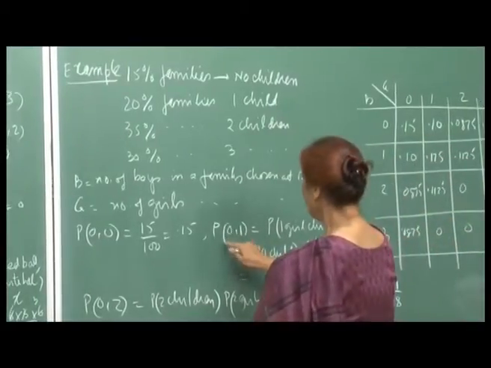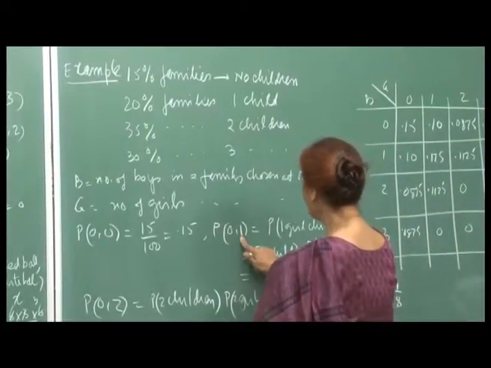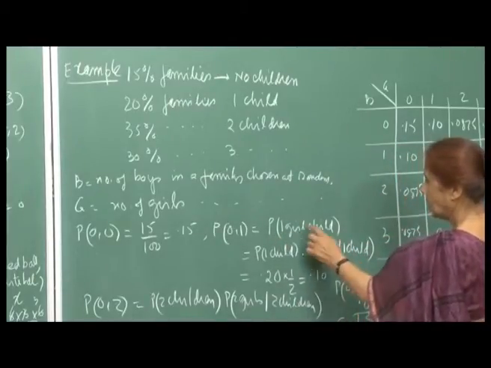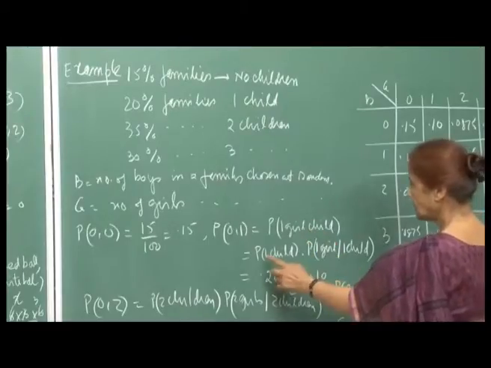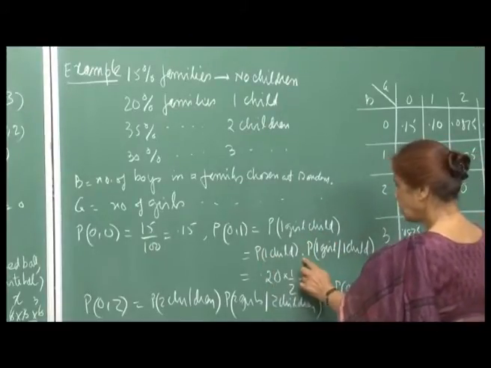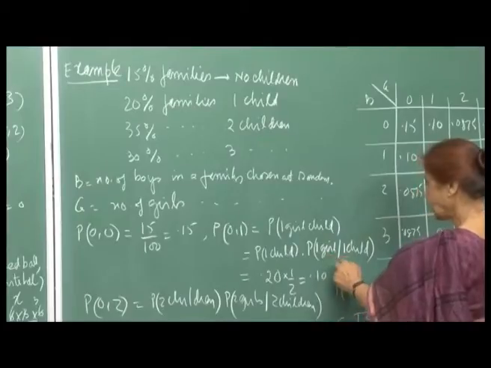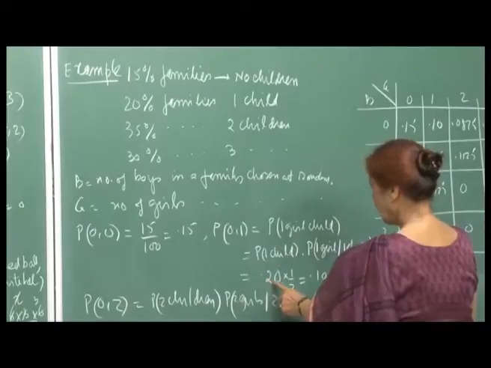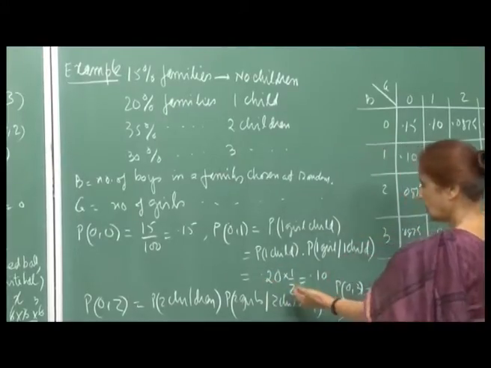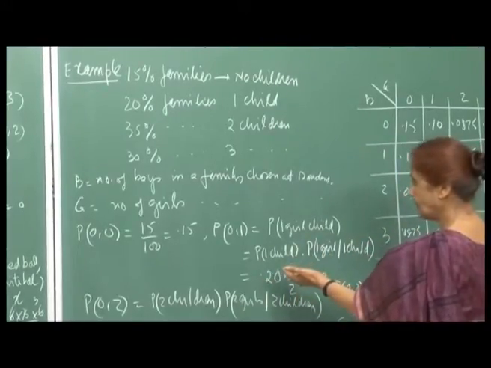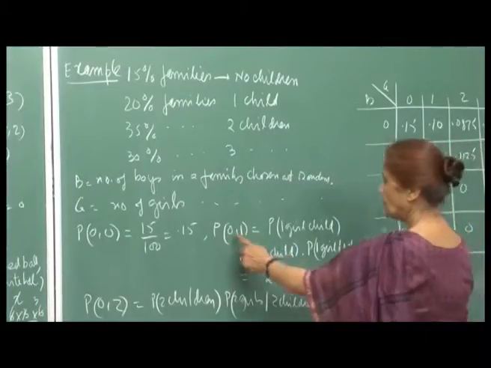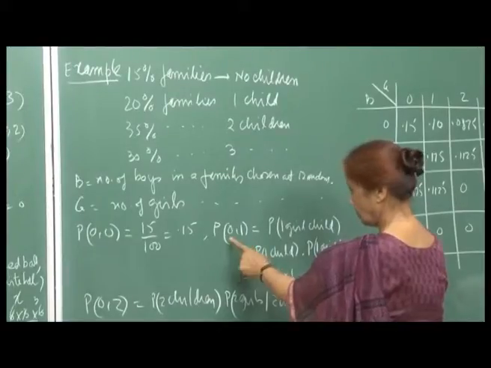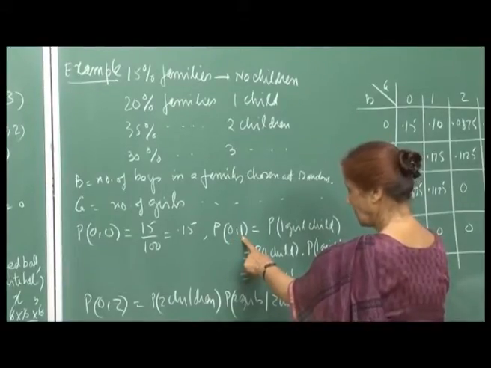Then when you want to compute P01, that means no boy, just one girl. So, this is the event, probability of one girl child. Now, I will write this as a conditional probability: probability of one child times probability of one girl, given that there is one child in the family, right. So, that will come out to be 0.20 into half, because there is only one child in the family, P01, that means only one girl and no boy.